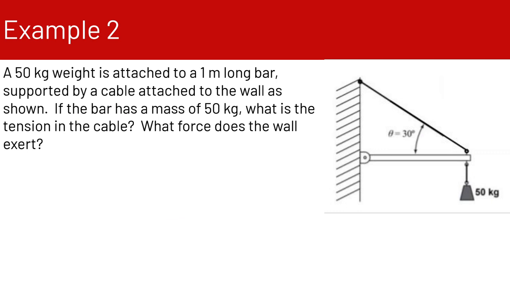Okay, example 2. A 50 kilogram weight is attached to a 1 meter long bar supported by a cable attached to the wall as shown. If the bar has a mass of 50 kilograms, what is the tension in the cable? And then what force does the wall exert?